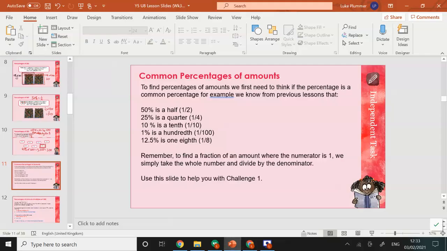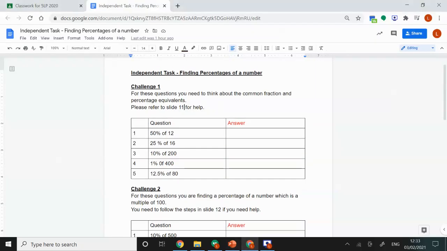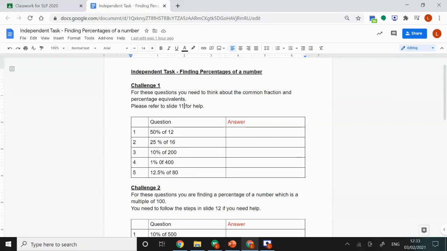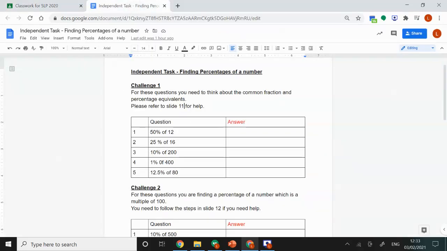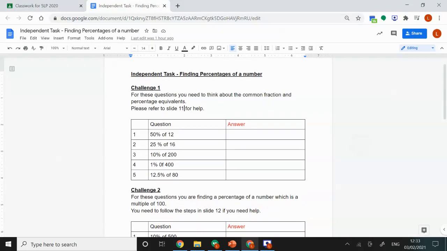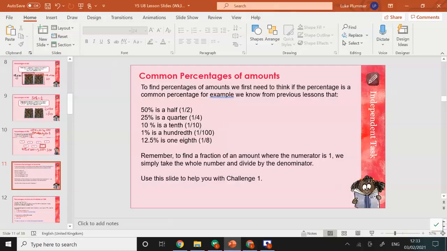Please refer back to these slides. You will even see in the doc this week, I've written, please refer to slide 11 for help. Slide 11 on your copy of the Google Slides. I would recommend you pause the video now and complete challenge 1 using the information on this slide.